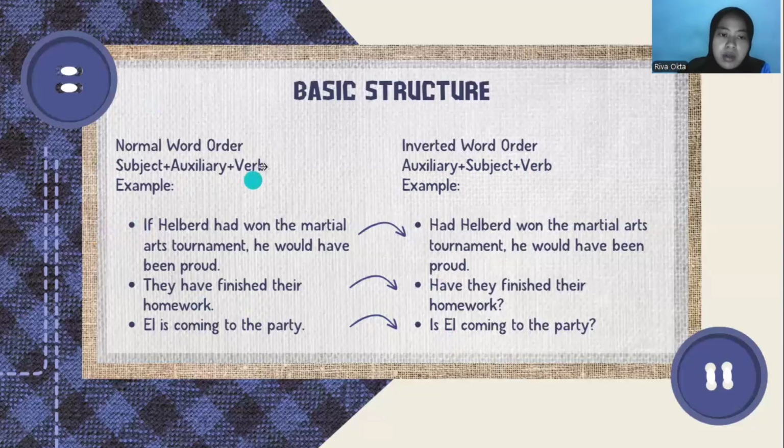In normal word order, the rule is subject, auxiliary, verb. From the sentence, the subject is Halbert, the auxiliary is had, and the verb is won. If I switch to inverted word order, the rule is auxiliary, subject, and verb. The example of the auxiliary from the sentence is had. Had is the auxiliary, Halbert is the subject, and won is the verb.